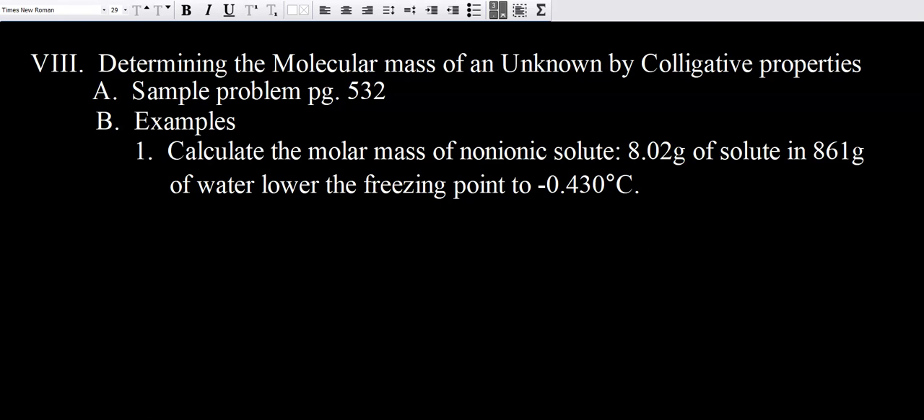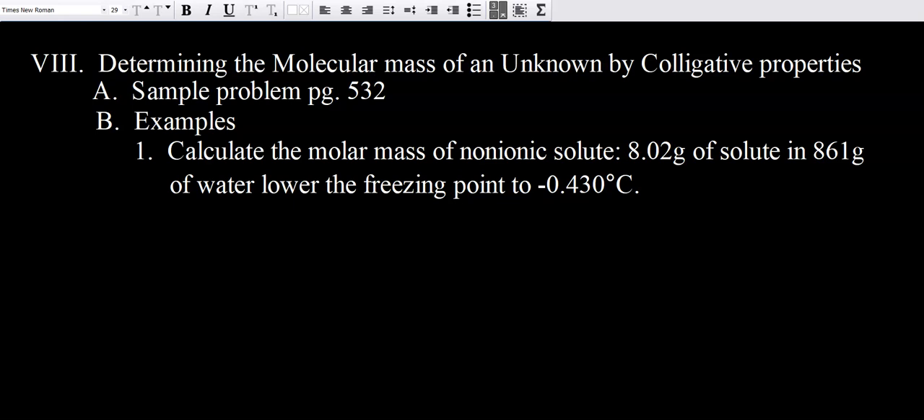Today we're going to learn how to determine the molecular mass, or technically molar mass, of an unknown by colligative properties. We've done this before, determining the molar mass of an unknown substance. This was used for gases, determining the molar mass of an unknown gas, where we used the ideal gas law. But this is a different approach. Same end result, though, we're determining molar mass.